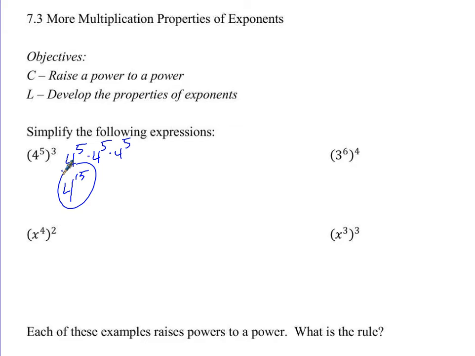So what should I do with this second one here, this 3 to the 6th to the 4th? 3 to the 6th times itself 4 times, that's right. Okay, so now I can see that those are all like bases. So what should I do? Add the exponents and we get 3 to the 24th.